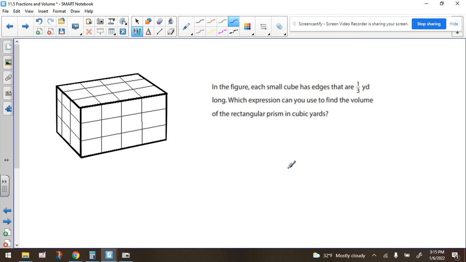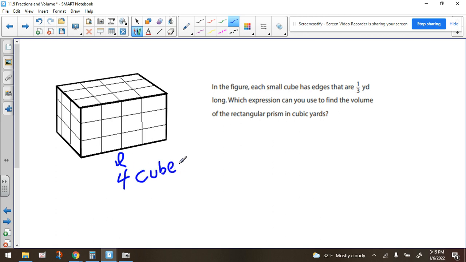So we're not going to look for choices because I'm not turning this into multiple choice. We're actually going to write an expression. So first of all, if we were just going to find the volume of this thing and we were assuming that this is 1 unit long, then we could count the cubes. So here we have 1, 2, 3, 4 cubes going that way for the length. So the length, I'm getting 4 cubes.